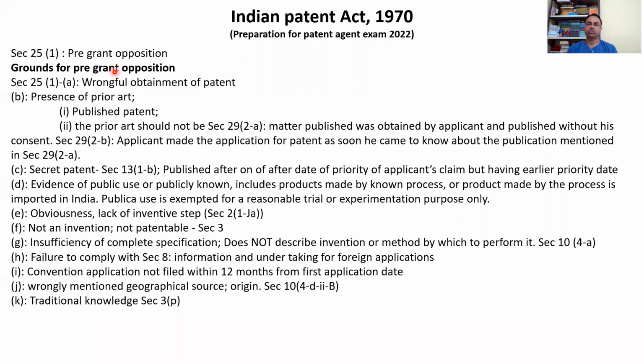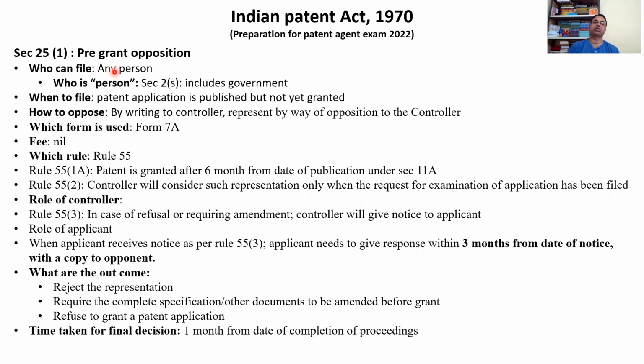If you get a scenario like this, where the question says a client has come to you and you are a patent agent, and they want to oppose a recently published patent application. As a patent agent, what would you suggest to him? This is a question that may be asked in paper 2. Again, this question can be asked. So how do you need to address it? You need to start from this.